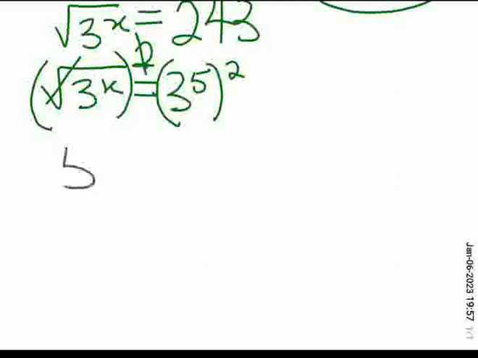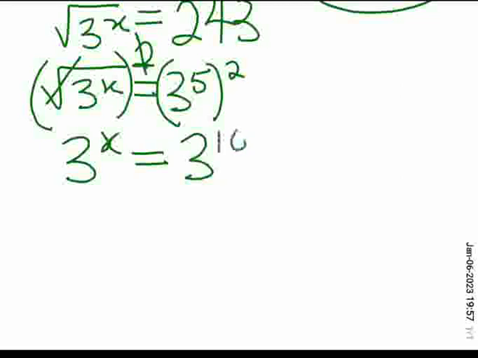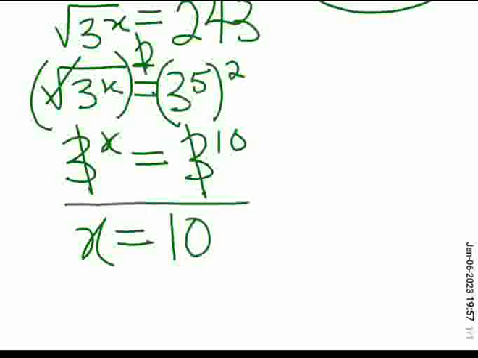So I have 3 raised to power x left on the left hand side. On the right hand side, I'm going to have 3 raised to power 10, because this power multiplies that power. 5 times 2 there is equal to 10. And the value for x is equal to what? 10. The solution to this question is x equals 10.